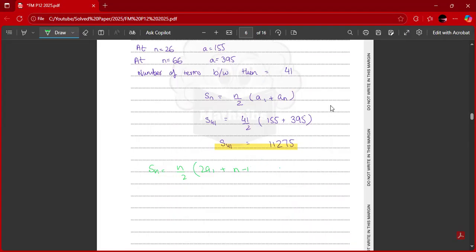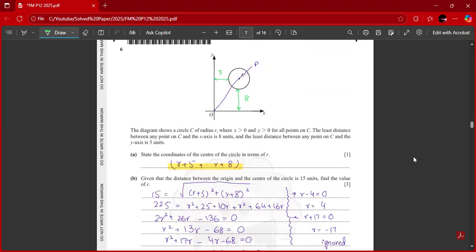Now moving on to the next question. This paper is quite easy, by the way, to solve. Now this question is good. Now in question number 6, we are given a diagram. Okay, the diagram says that this is the circle, xy radius are greater than the least distance. Now this is the tricky part.